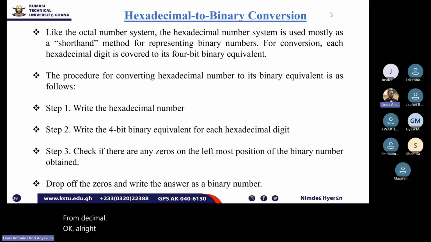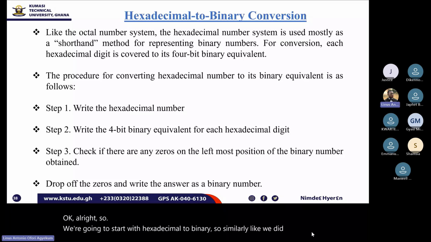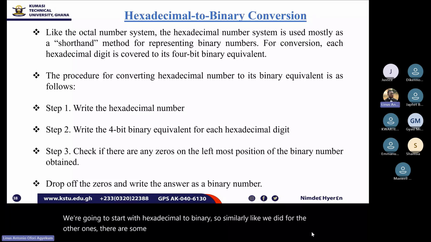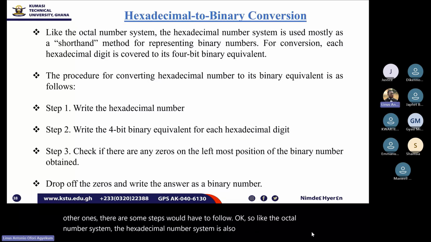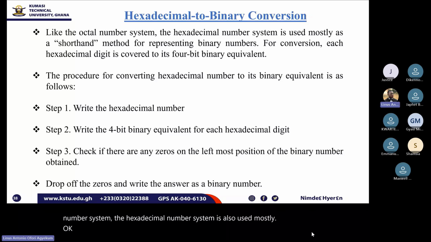With hexadecimal to binary, similarly to what we did for the other ones, there are some steps we would have to follow. Like the octal number system, the hexadecimal number system is also used mostly, and for conversion we will still have to convert it using 4-bit binary equivalents. So the procedure is as follows.